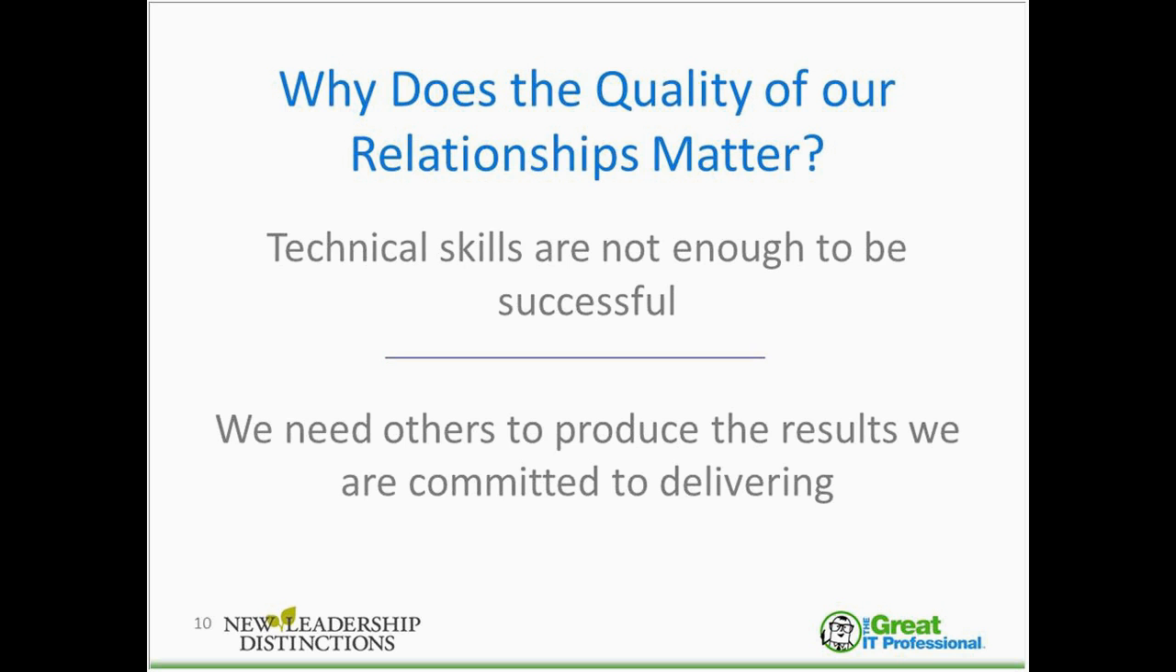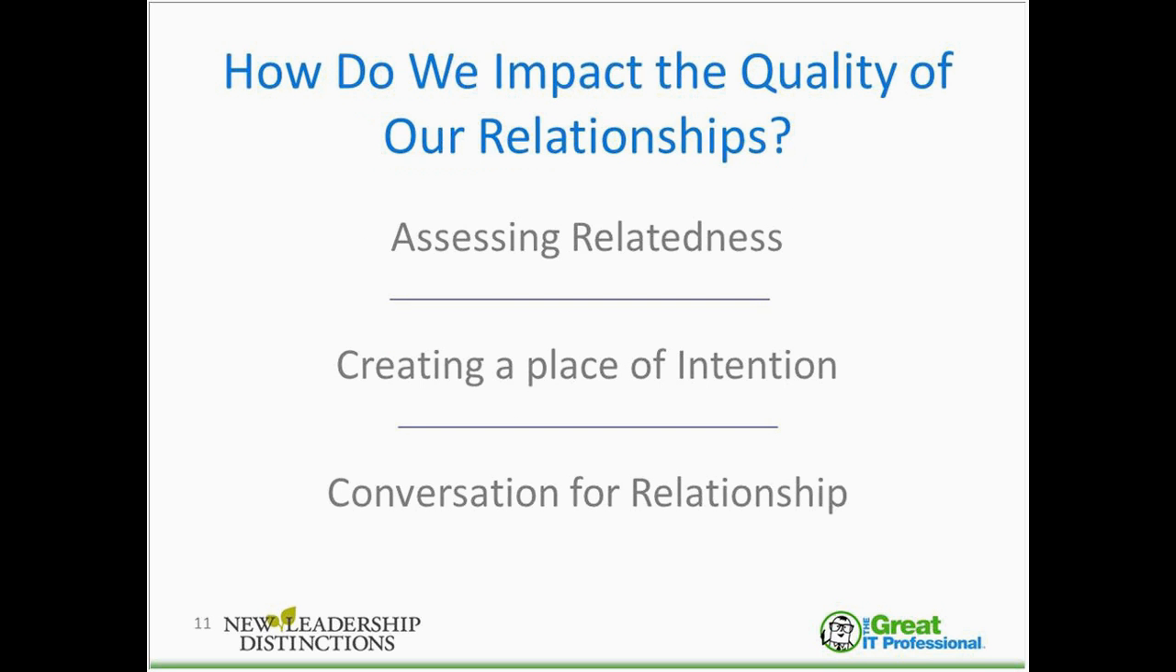So let's look at it. What are the 3 steps? The first is assessing the relatedness we have with the people that we work with on a regular basis, the people that are most important for us. Really looking at them. What is the quality of those relationships?